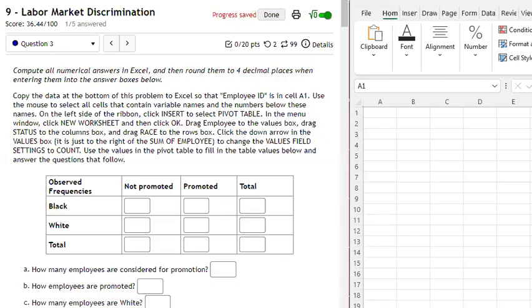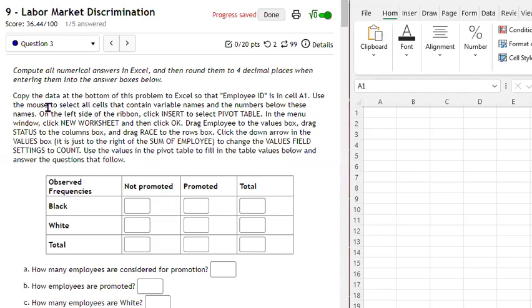In lesson 3 of labor market discrimination, chapter 9, we're going to test whether promotion and race are dependent events. And if we conclude that they're dependent events, then that's a red flag. We needed to look a little deeper and see if those differences, the dependency, is discrimination.